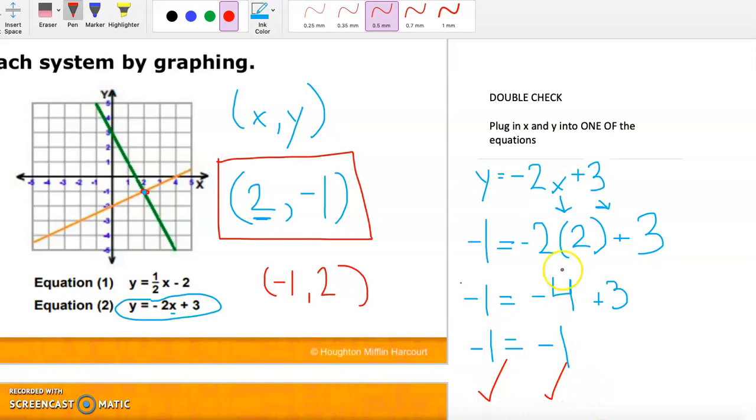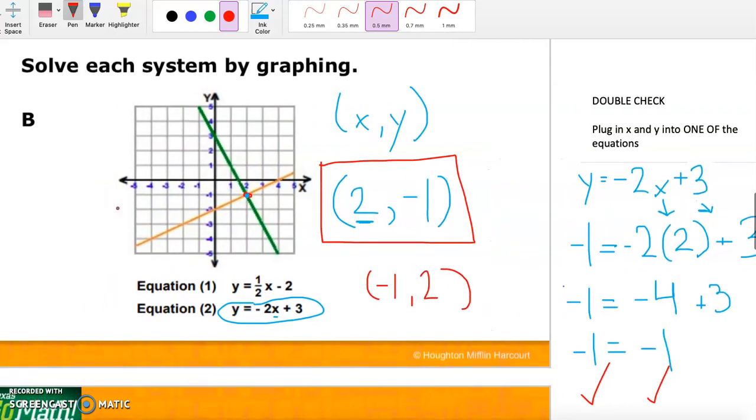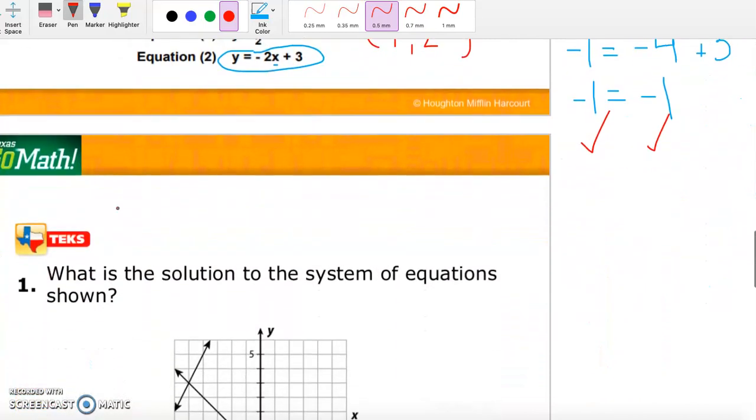It would not be equal to each other. So if you double check, and for some reason these two are not equal, your equation isn't making sense when you're double checking, that's how you know, okay, there's something off with my answer and I need to go back and look at my graph. Okay, let's keep moving along.